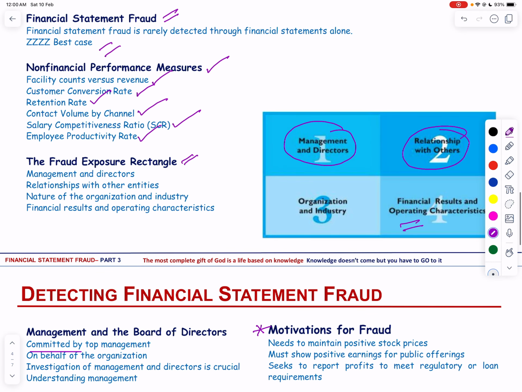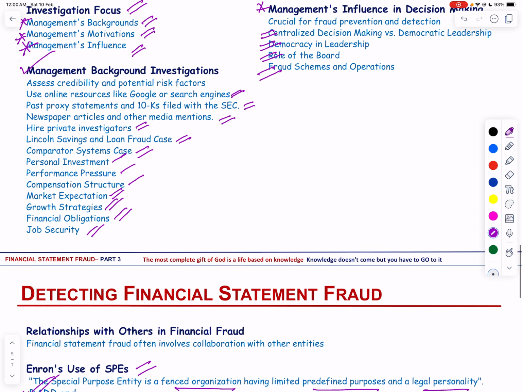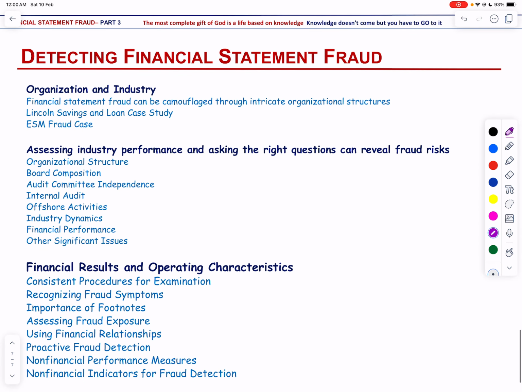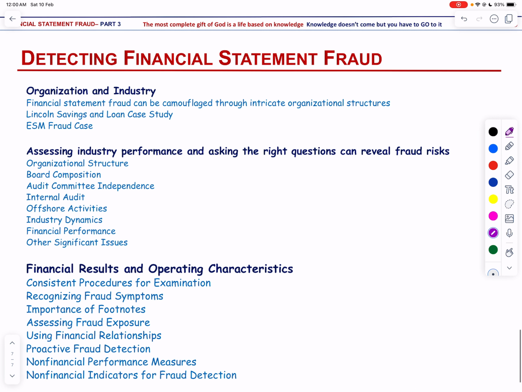Let us now move on to the third component of fraud, that is organization and industry. Financial statement fraud is often concealed by complex organizational structures. Examples include Enron's non-consolidated SPEs and Lincoln Savings and Loan's deceptive transactions. In the Lincoln Savings and Loan case study, Lincoln, a subsidiary of American National, had over 50 related entities, some serving no apparent purpose, fostering opportunities for fraudulent transactions.